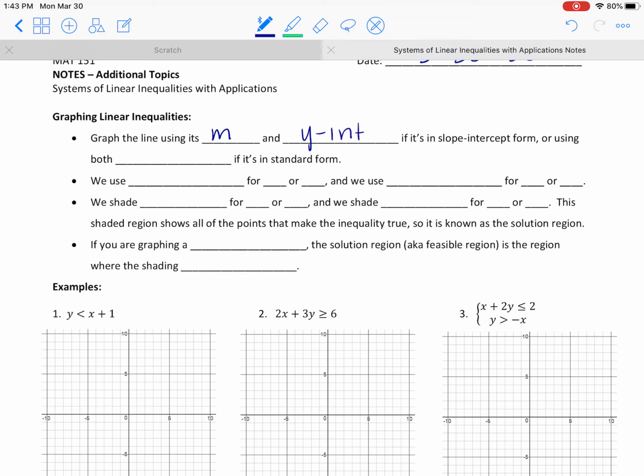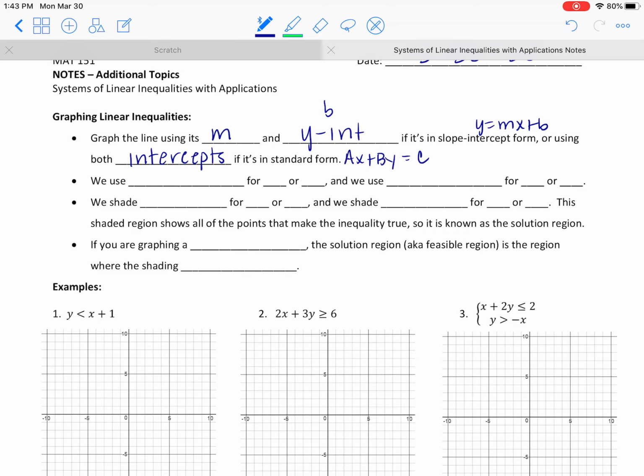using the slope and y-intercept, so m and b, if it's in slope-intercept form, or we can find both intercepts, and I'll show you this when it's in standard form. So for slope-intercept form, it's y equals mx plus b form. Standard form is when it's got the x and y on the same side and then the constant on the other side. And I'll show you both, but hopefully it will look familiar.